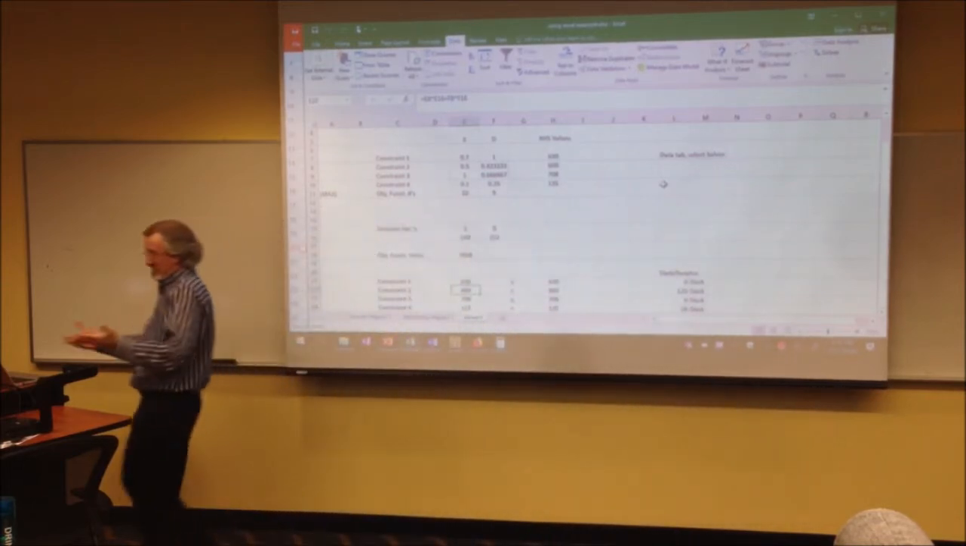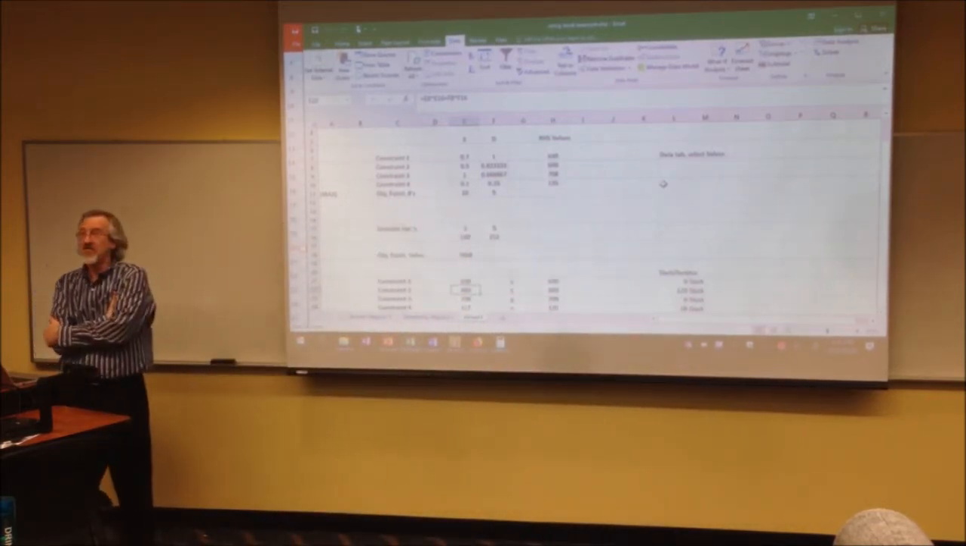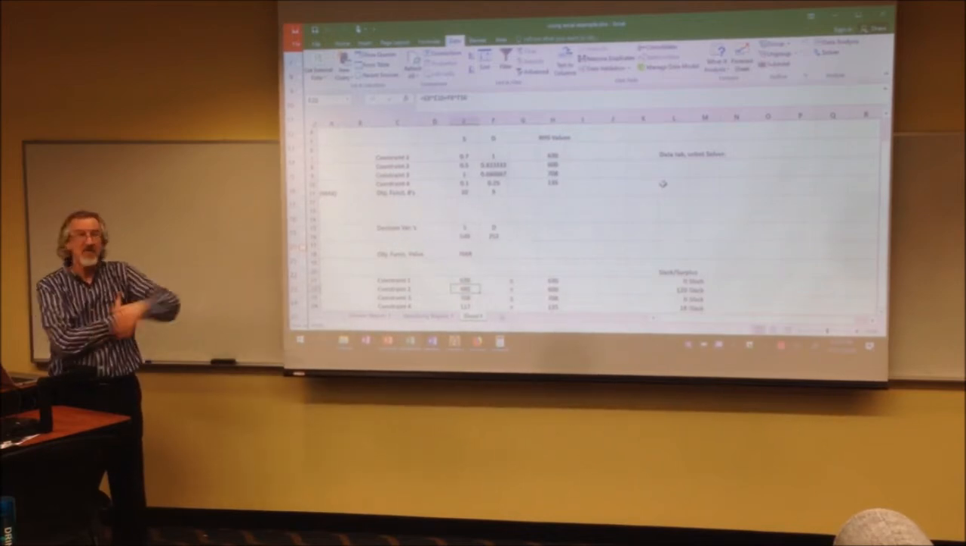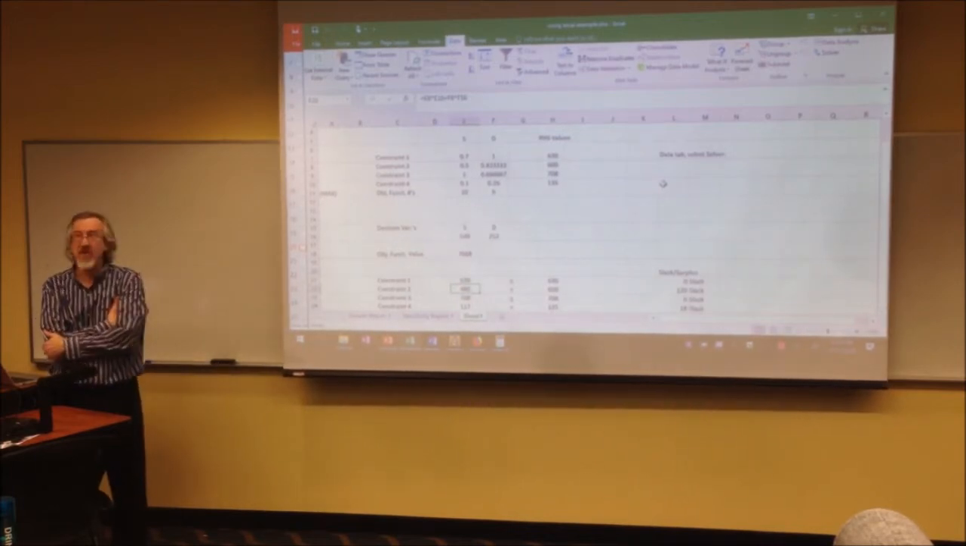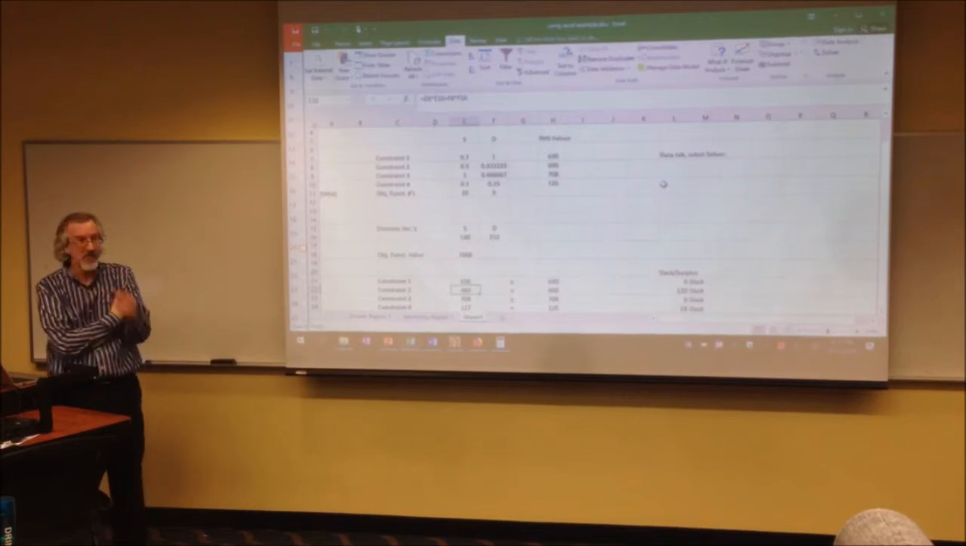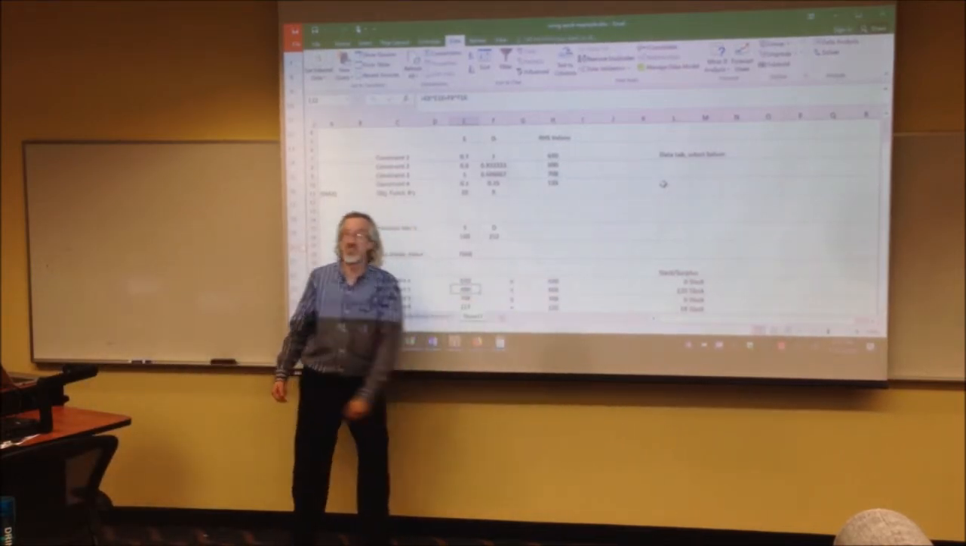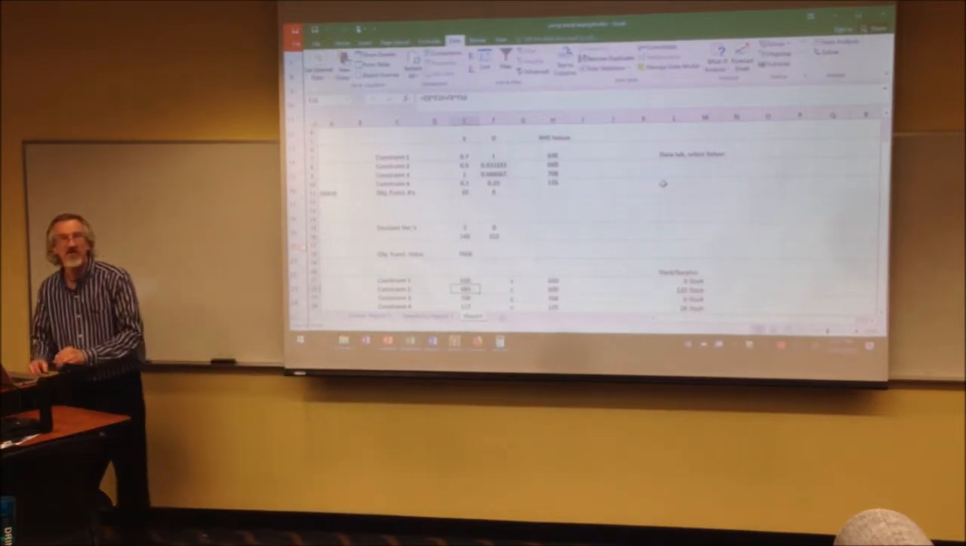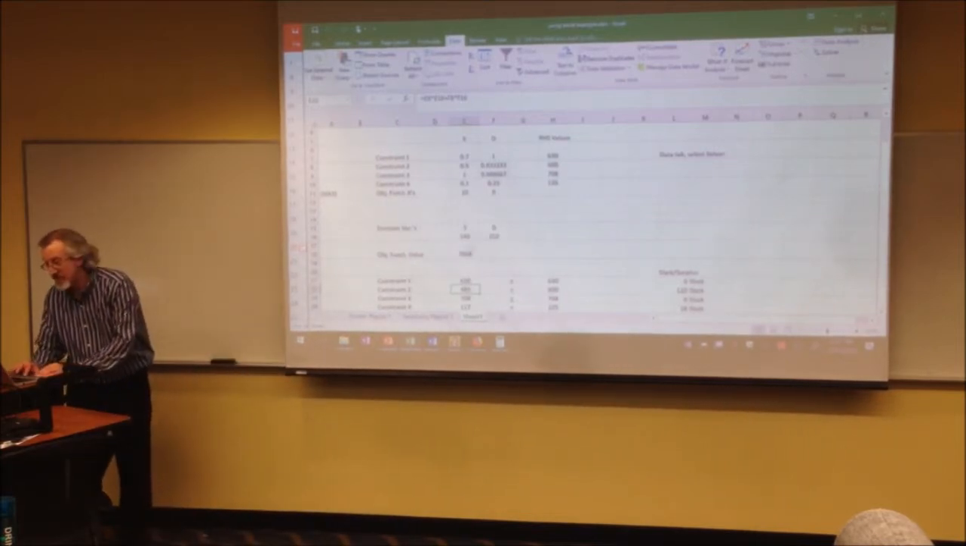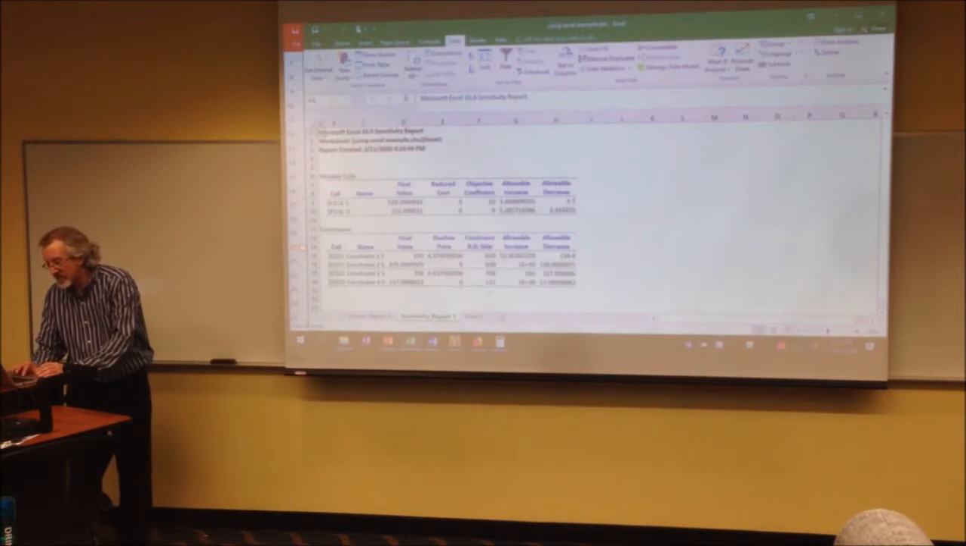You may see a picture of this, and I may say, which constraints are binding? You've got to realize, oh, it's the ones that have equal left and right, meaning there's no slack or surplus. But here, it will give you some more information.